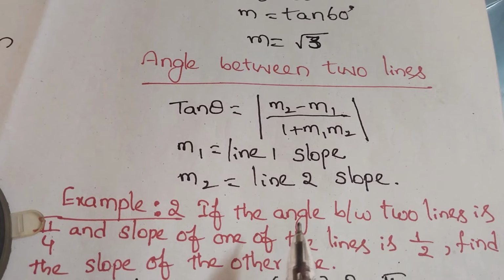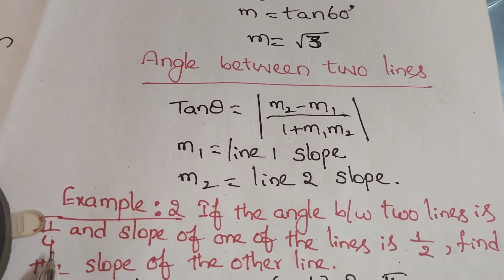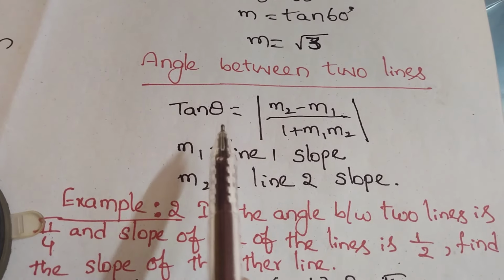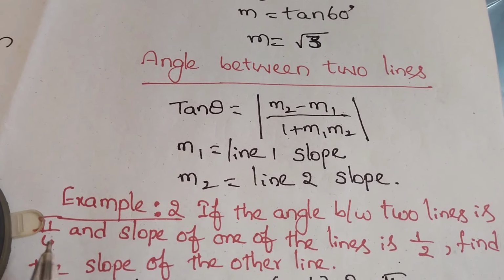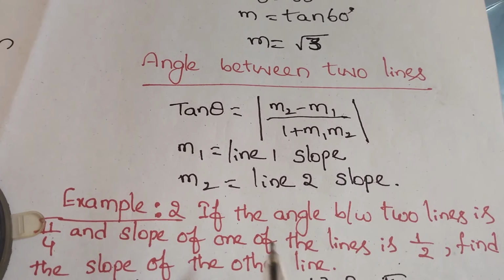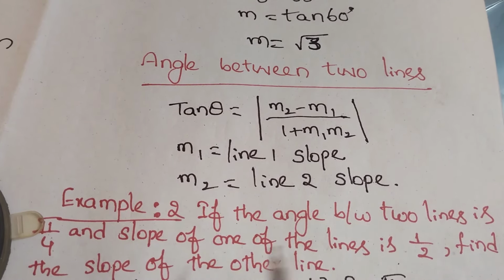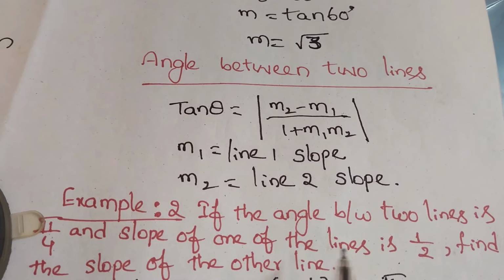In this, they given angle. Angle how much? Pi by 4. Angle means theta. Theta they given. Okay, theta is pi by 4. And slope of one of the lines, here they given two lines. One of the line slope is 1 by 2.